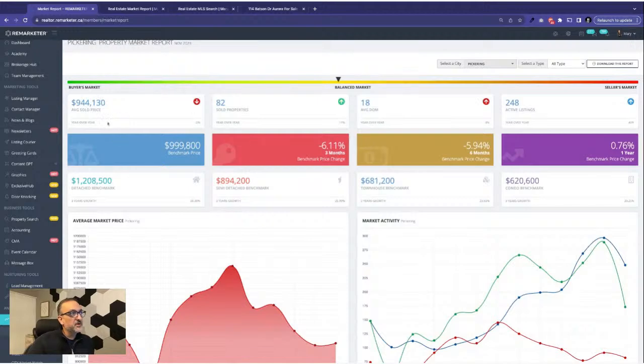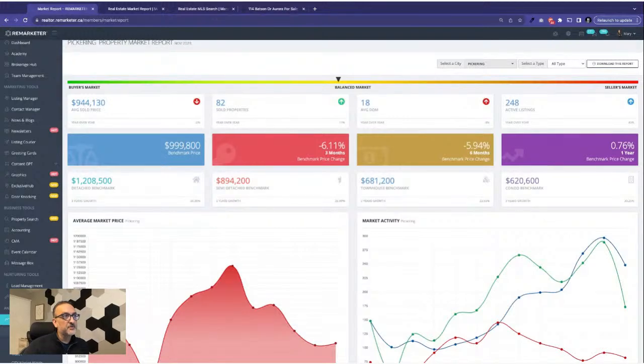All right, so we've got the average sold price in Pickering, which is -2 year over year. So basically, the average sold price has come down year over year. We've got 82 properties sold, and the year over year number of properties are up 11%. So we've sold more properties compared to the same period last year by 11%, but we've sold those number of properties, so basically the extra 8 or 9 properties, at a lower price compared to last year.